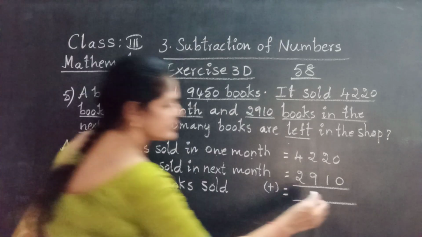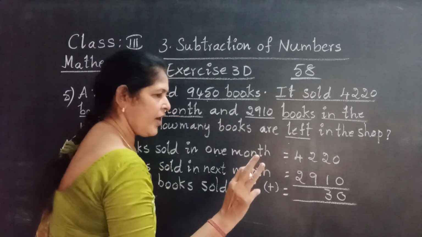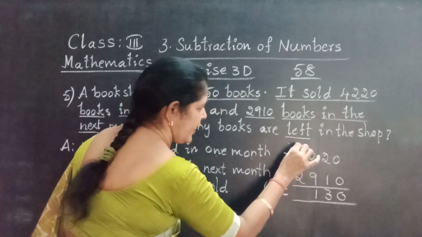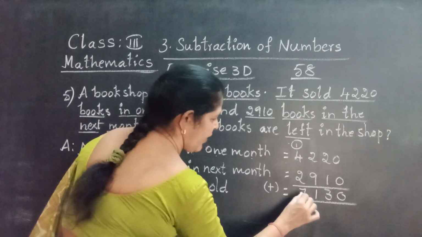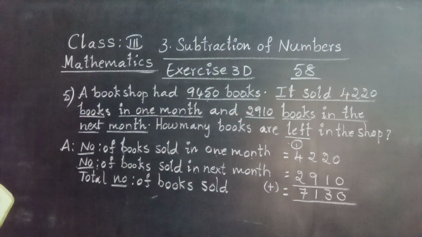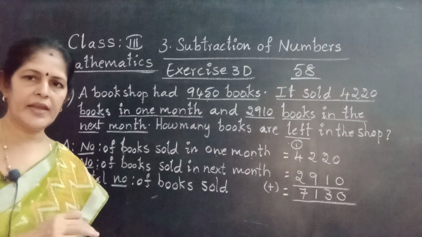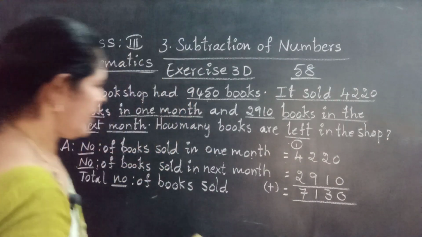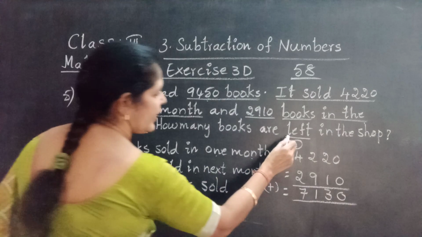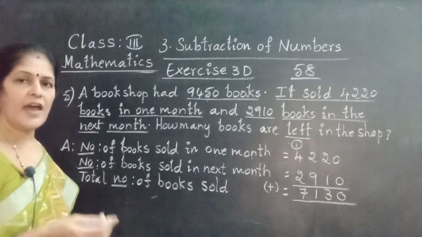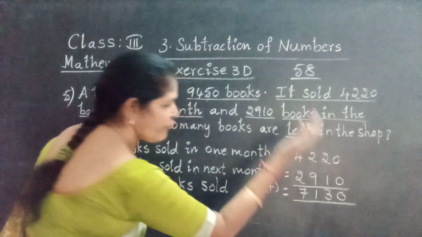Do addition. 0, 2 plus 1, 3. 2 plus 9, 11. It is a 2 digit number, 1 right here, 1 carry over. 1 plus 4, 5. 5 plus 2, 7. How many books are sold in 2 months? 7,130. But the answer is not completed. Continue. Second step. Now we are going to the second step. In the second step, we find the books left. How many books are left in the shop? This is total books minus number of books sold.